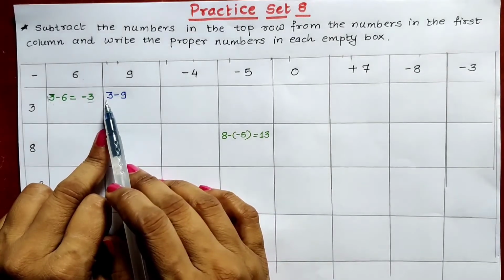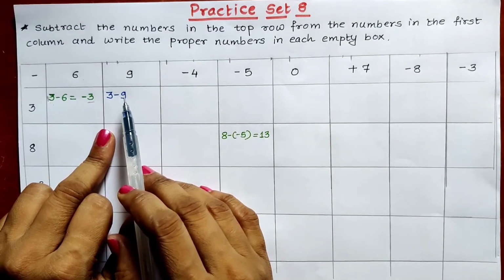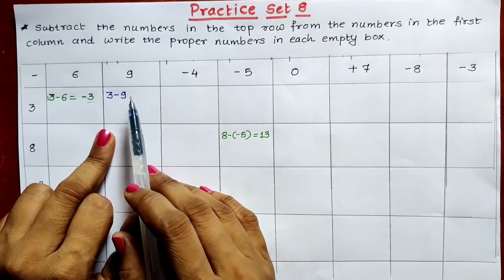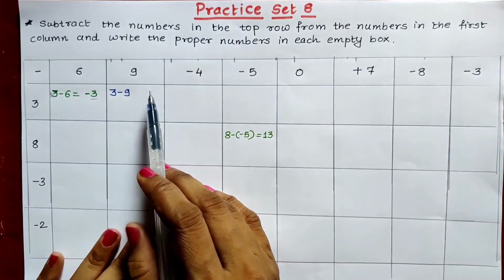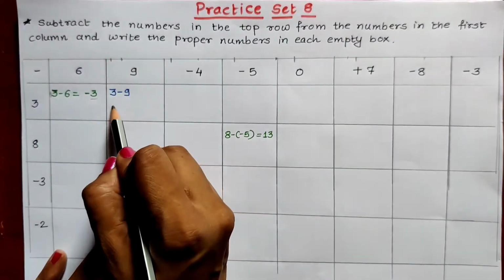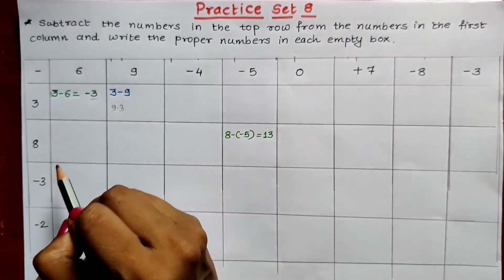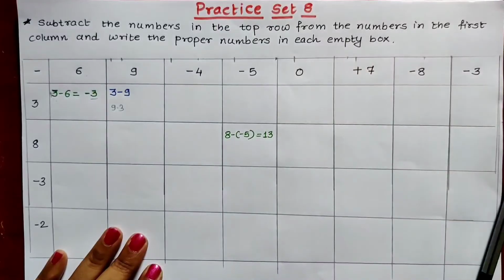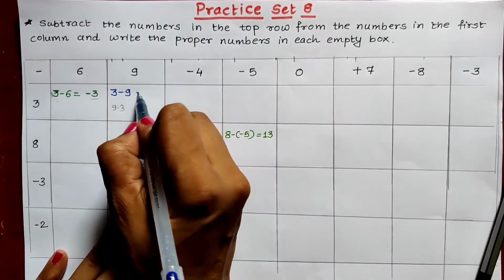So 3 has a plus sign, 9 has a minus sign, two different signs. That means we will have to subtract the smaller number from the bigger number. We will be subtracting this 3 from 9. 9 minus 3. Correct? And the answer we will be writing here. 9 minus 3, answer is 6.